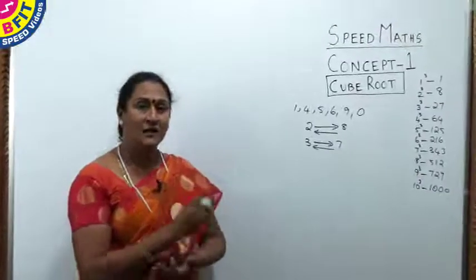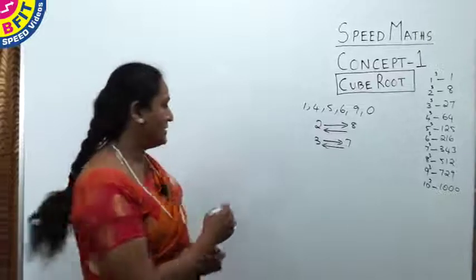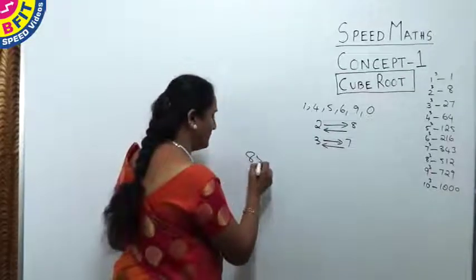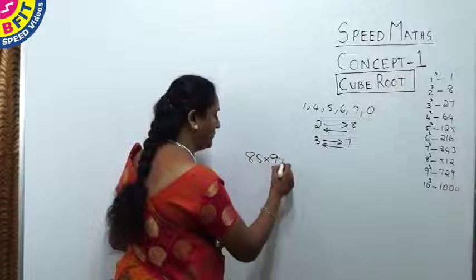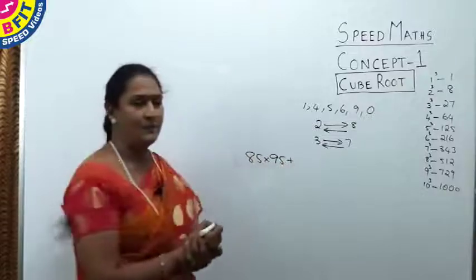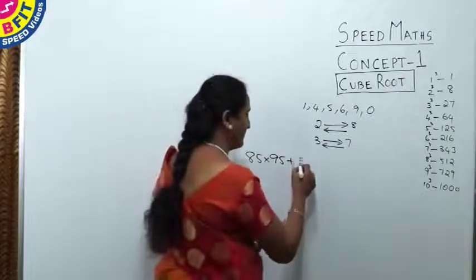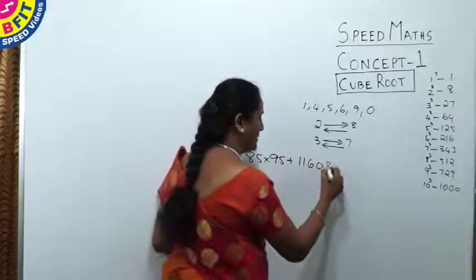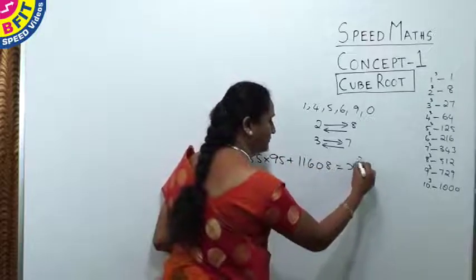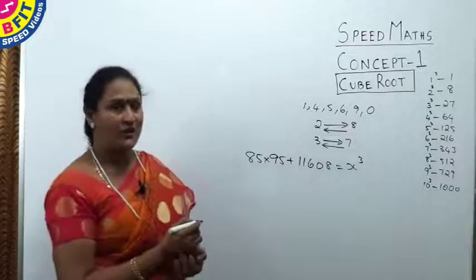Here an equation is given. The question is 85 into 95 plus 11,608 equal to x cube. So we are asked to find the value of x.